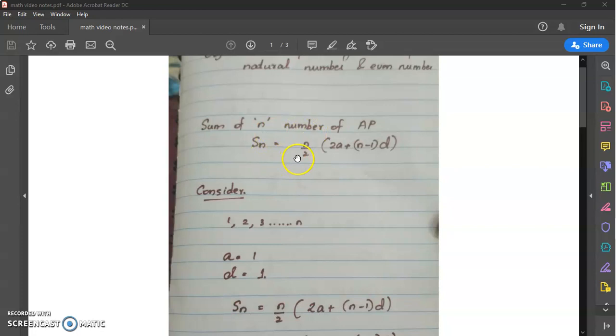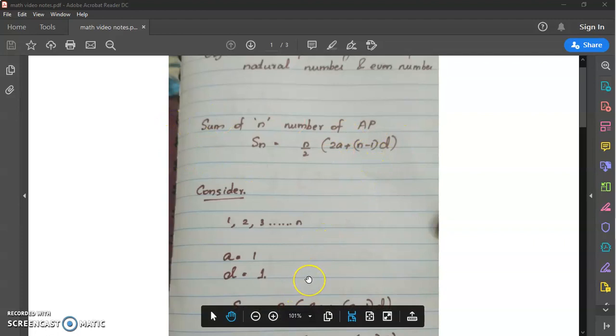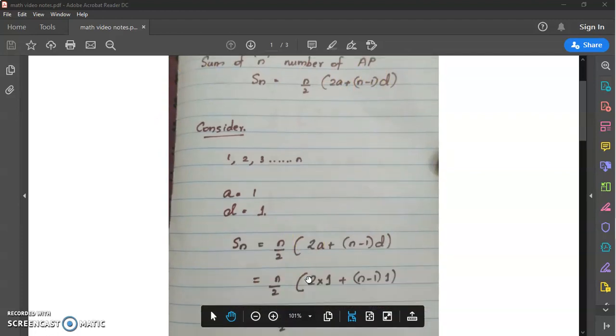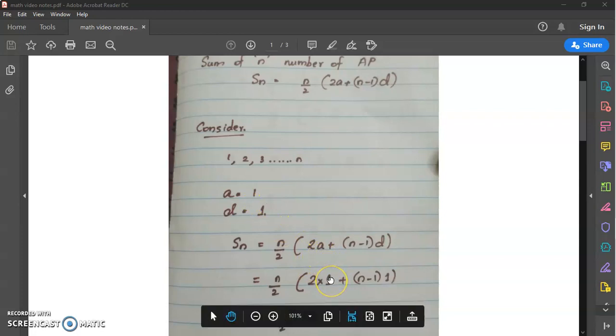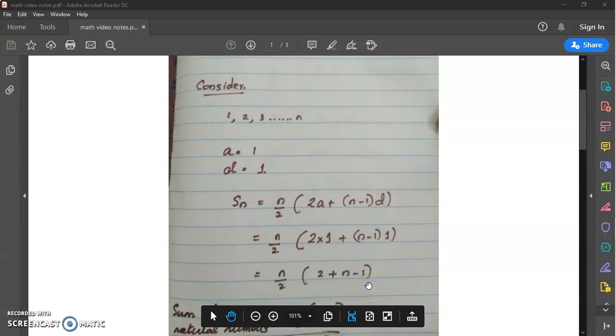Sn is equal to n by 2 into 2a plus n minus 1 into d. This is an equation that we already know. I will use this: n by 2 into 2a plus n minus 1 into d. So, now we are going to substitute. In place of a, what is the number? 1. So, we put a as 1, d as 1. So, n by 2 into 2 into 1 plus n minus 1 into 1.